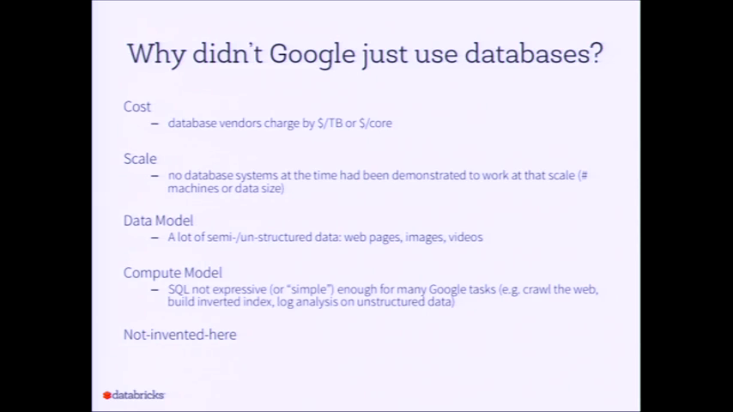The second part is about scale. There were no database systems back in 2003, 2004 that would demonstrate it to work at the petabyte scale. Even now, it's kind of hard to find referenceable cases of databases that would work at the petabyte scale. And then data model, we talked about Google has a lot of data like HTMLs, images. Those don't fit very well in your relational form. And compute model, while you might be able to do a lot with SQL, SQL is sort of not enough, because how are you going to write a SQL query to crawl the web? It's very hard. You might be able to do it through UDFs, but it's fairly hard to capture in SQL.